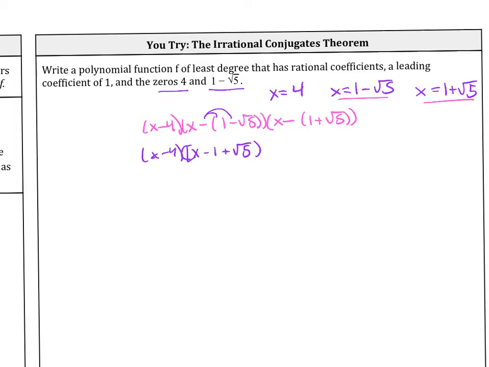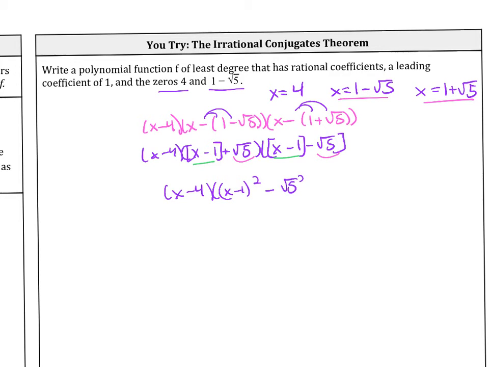And then I'm going to group these together, and then distribute the negative again. So this is x minus 1. This becomes a minus root 5. And then I want these together. So remember the pattern. This is really an a minus b pattern. So this is going to be x minus 1 squared, and then this will be root 5 squared. So let me rewrite that as x minus 4, and this becomes x minus 1 all squared minus root 5 squared.